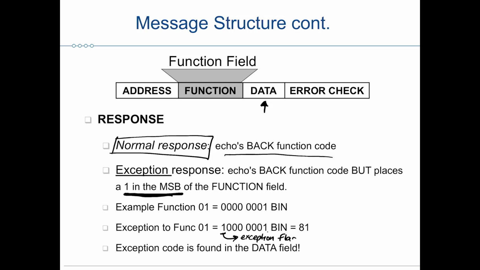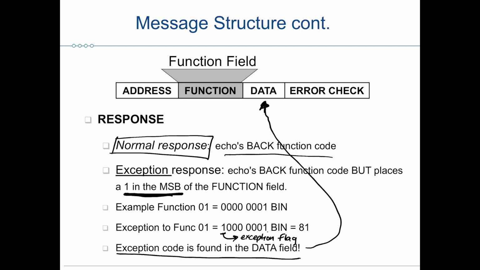So this 1 in the most significant bit is the exception flag. And it's simply saying, okay, I'm flagging you with a 1 here to say I didn't like that. And then what specifically didn't I like? I'll tell you by a specific code, and I'll put that in this field, in the data field. So this is called an exception response.